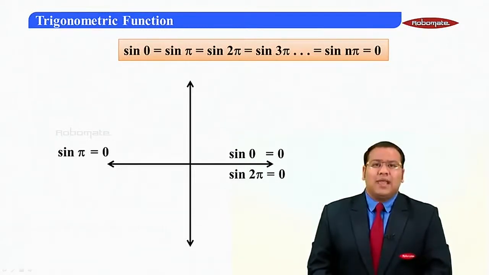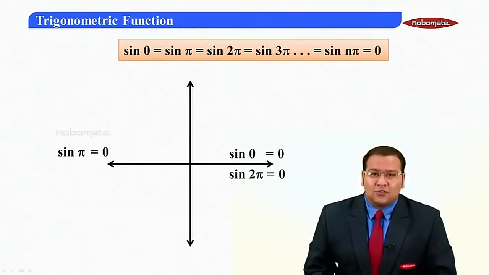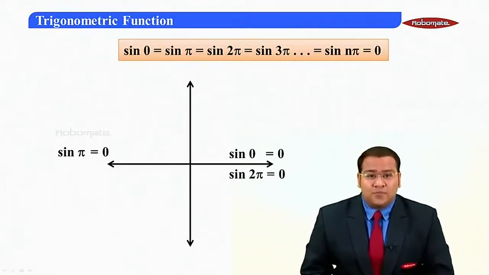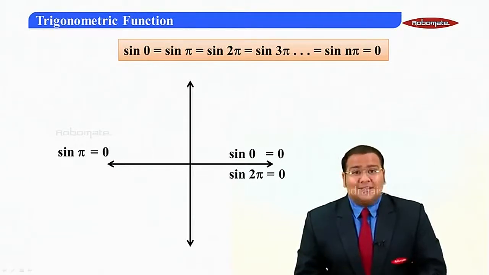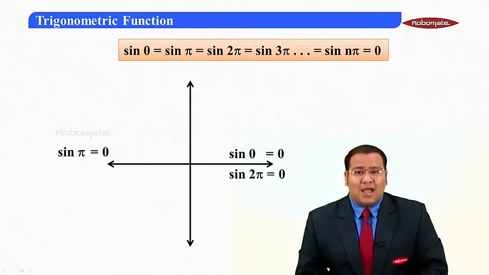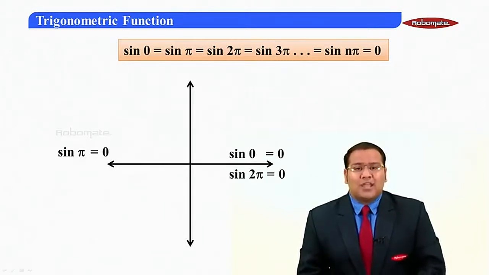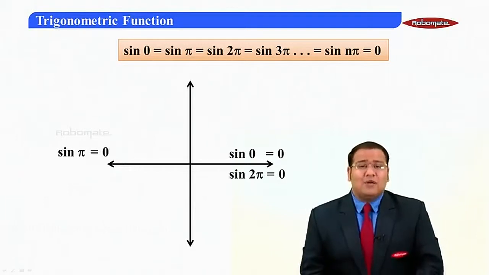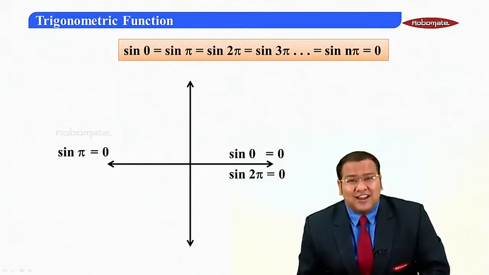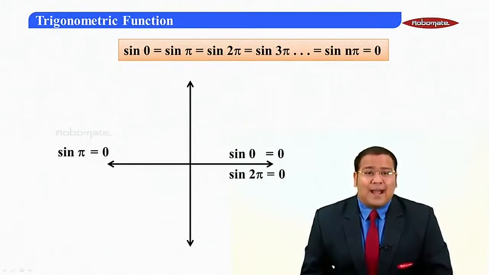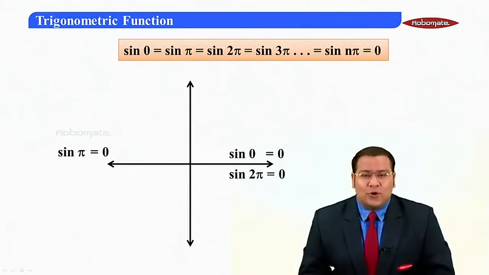Do you observe something? Yes. So students, the integer multiple, that is n pi, is the factor over here. When n is equal to 1, it becomes sine of 1 pi and you get 0. When n is equal to 2, it becomes sine of 2 pi and it is equal to 0. If I generalize this term, I can say that sine of n pi is equal to 0.